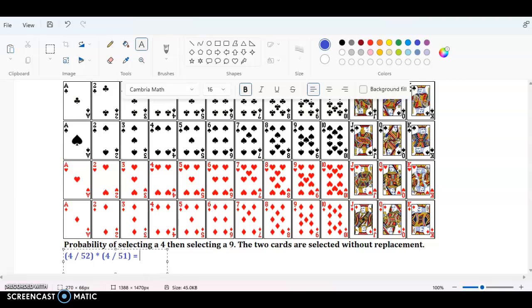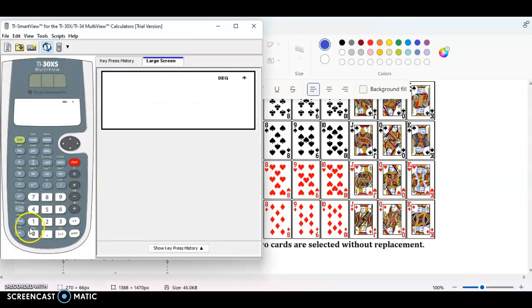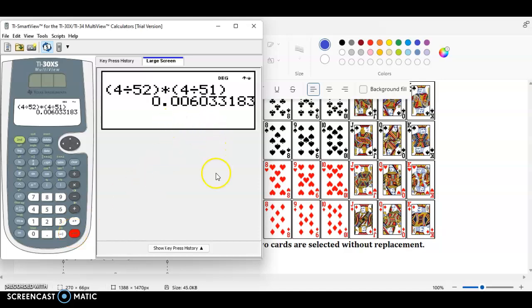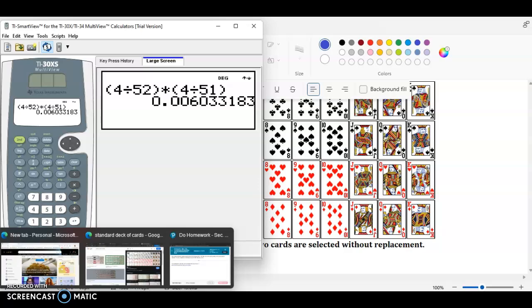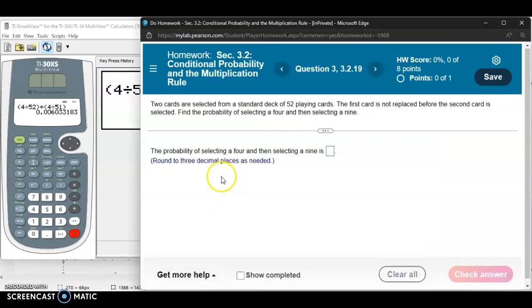On our calculators, we're going to do 4 divided by 52, multiplied by 4 divided by 51. We're going to get that number there, which represents the probability. We're going to round that to 3 decimal places, so it's 0.006.